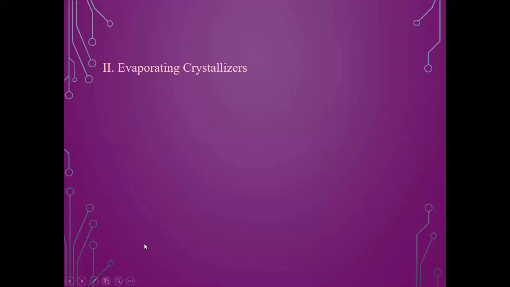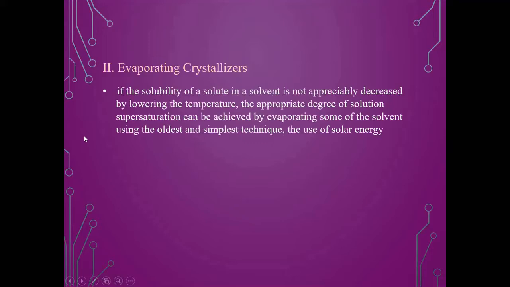Now, the second group of crystallizers, so we have finished with the first one, the cooling crystallizers, are the evaporating crystallizers. Here, we expect a certain amount of the carrier solvent present in our original feed to be evaporated so as to concentrate it. If the solubility of a solute in a solvent is not appreciably decreased by lowering the temperature, the appropriate degree of solution supersaturation can be achieved by evaporating some of the solvent using the oldest and simplest technique, and that is the use of solar energy.